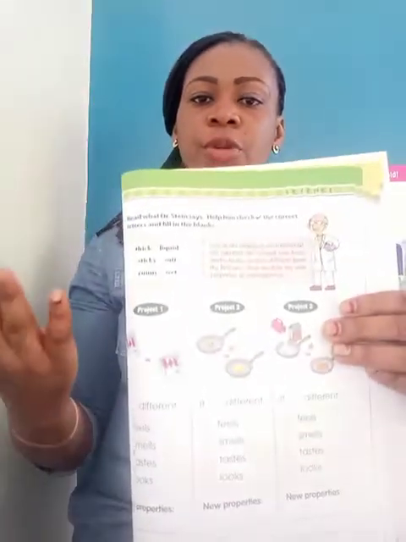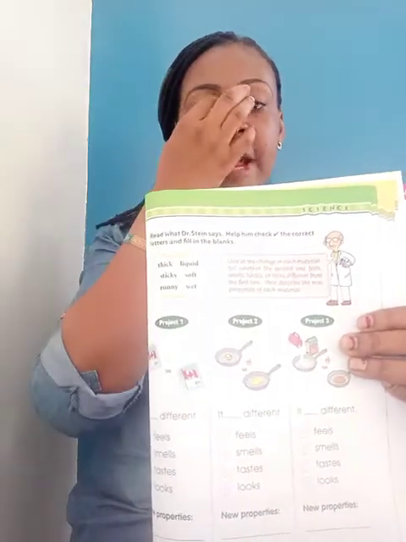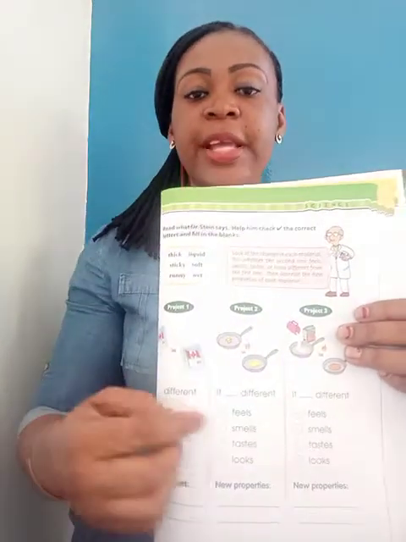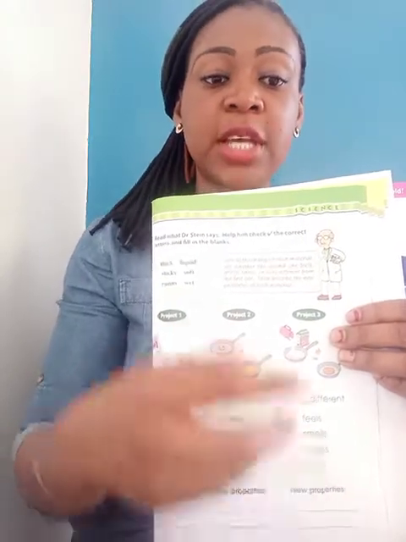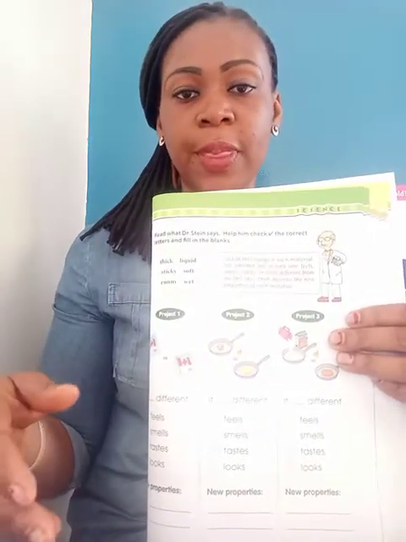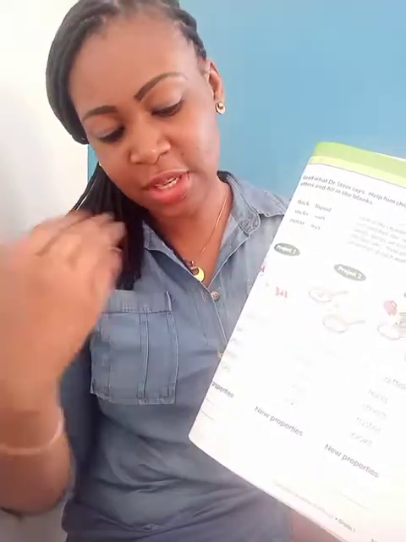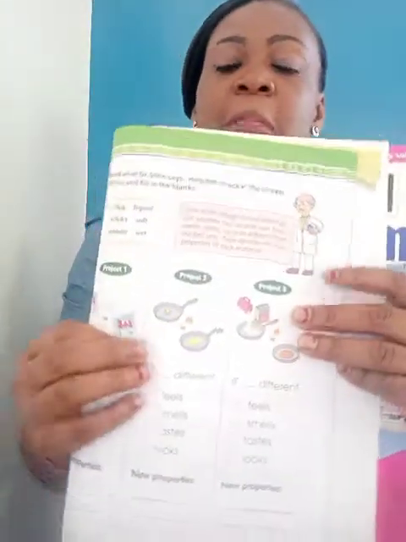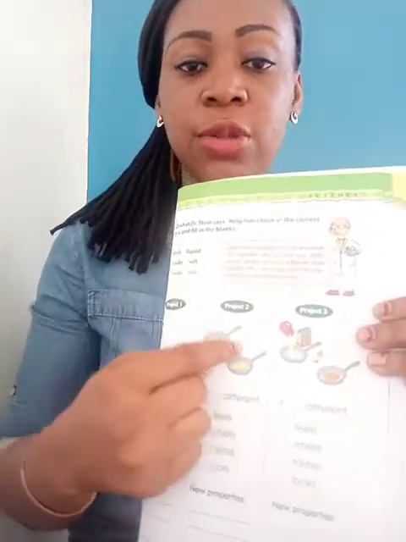So just do the experiments using the dry paper and the wet paper, and then you circle the appropriate words from your observation. Okay, if when you touch the dry paper and the wet paper it feels different, you just circle the word feels. Okay, it feels different. If it smells different, you circle the word smells. If it tastes different, just like that. And the same way we did here you do for project number 2 and project number 3.